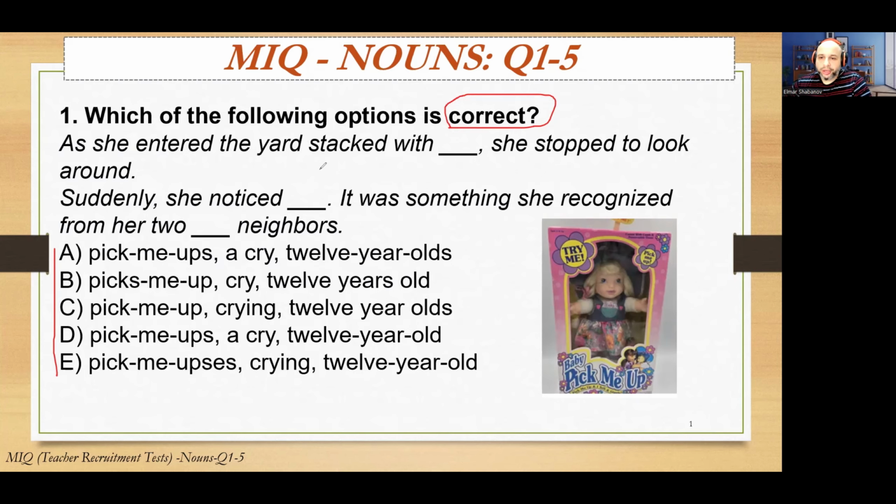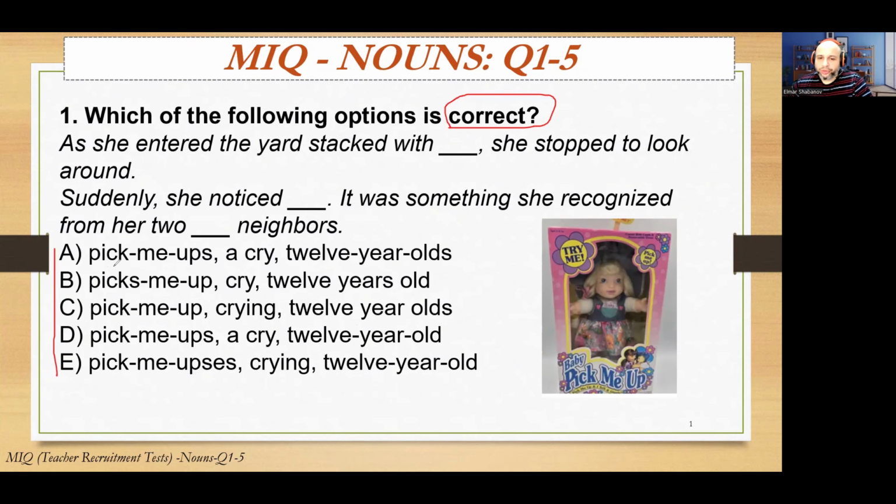As she entered the yard stacked with something, with this, pick me up, the word here, she stopped to look around. Suddenly she noticed something with the cry. It was something she recognized from her two and then the age 12-year-old neighbors. So if you don't know, pick me up is a doll with her stretched hands asking you to pick her up. I've put a picture here.